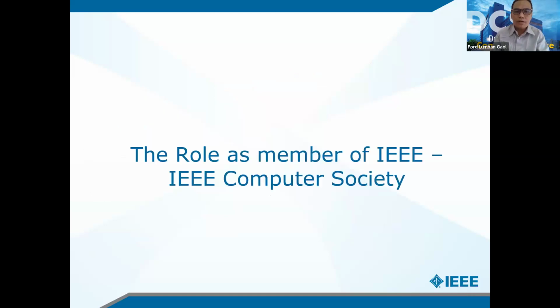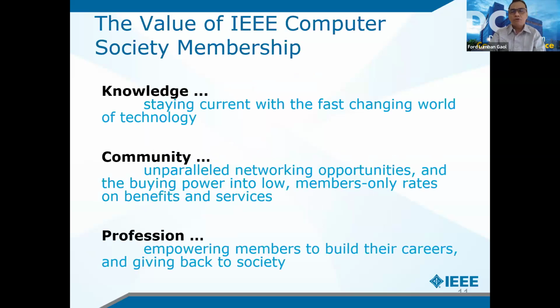Now, the introduction. I would like to share the role of being a member of IEEE or the IEEE Computer Society. The most important, there are three values when you become a member. The first is knowledge. This is important because nowadays, in the AI era, knowledge is no longer a monopoly of humans, but has already diffused into AI itself. Second, community, which is important as well.